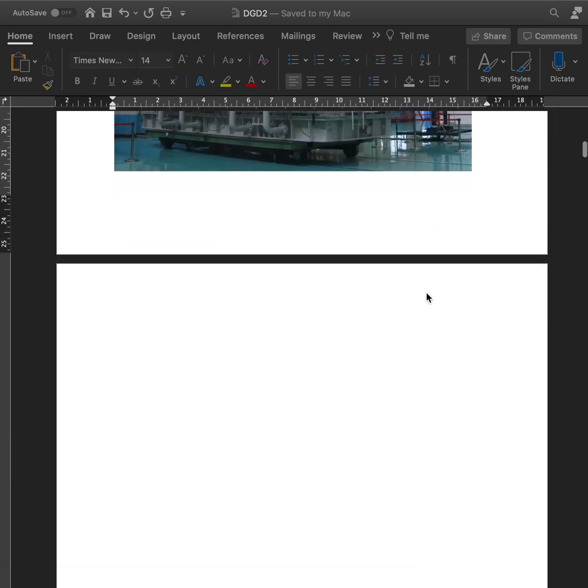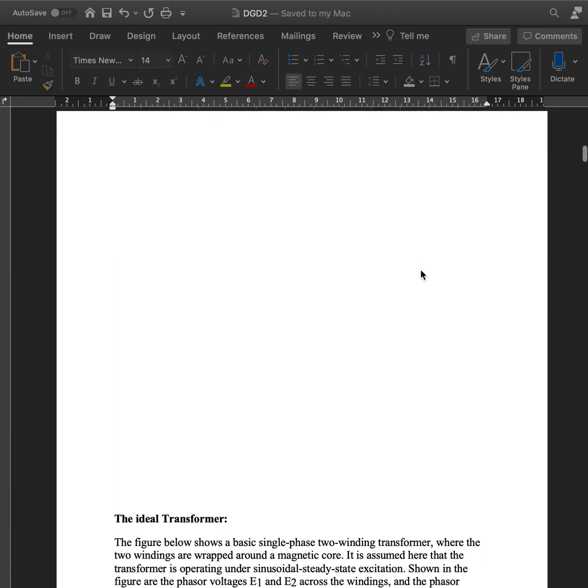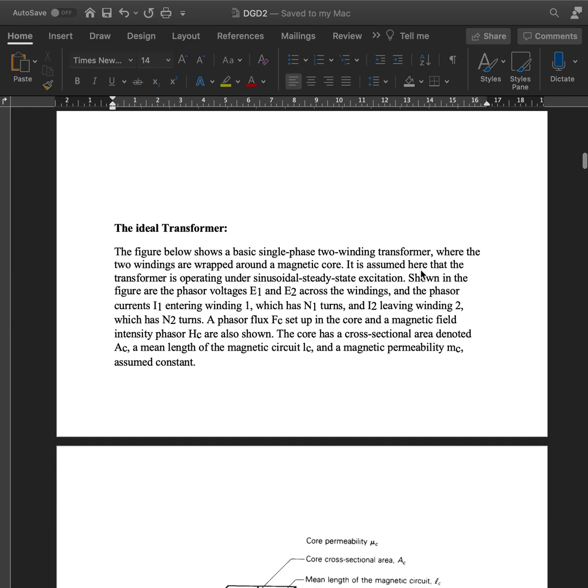So let's see, then the ideal transformer. The ideal transformer below shows a basic single phase 2 winding transformer where 2 windings are wrapped around a magnetic core. It is assumed that the transformer operates under a sinusoidal wave, which is the AC power coming in, which is E1 and E2. I'll explain it in a little detail.